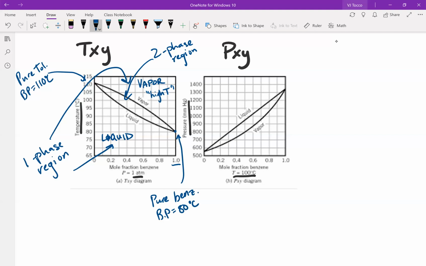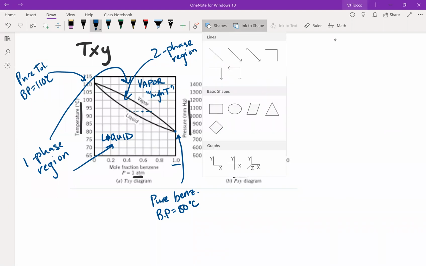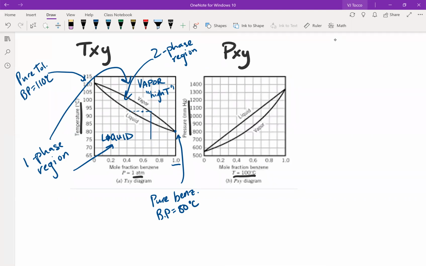So if I am inside the two-phase region and I have a composition of, let's say, 60% benzene and a temperature of 93 degrees C. So if this is my composition and my temperature, I can draw a horizontal tie line across, and this would give me my compositions of my liquid and my vapor phases. So draw straight lines down to read what the compositions are. And use your intuition to tell you which one is which.